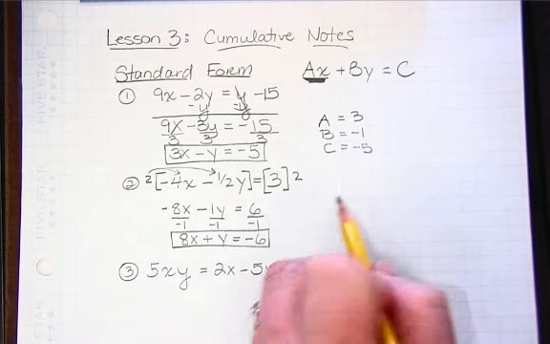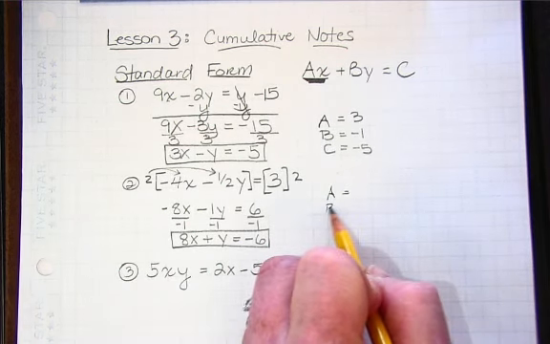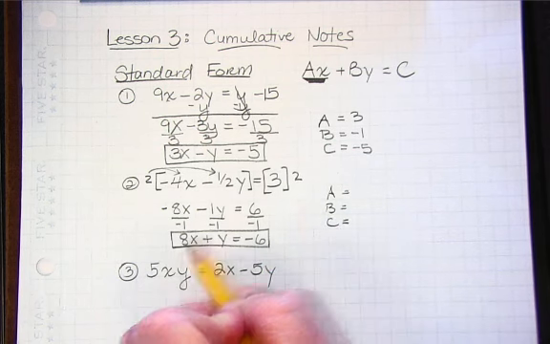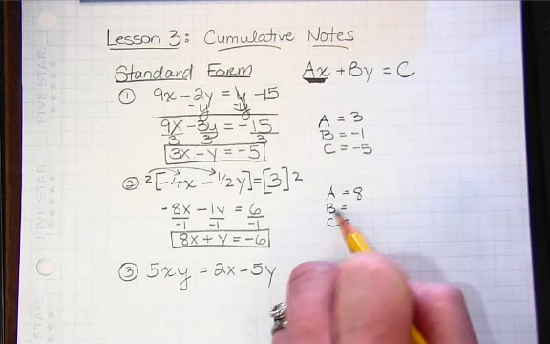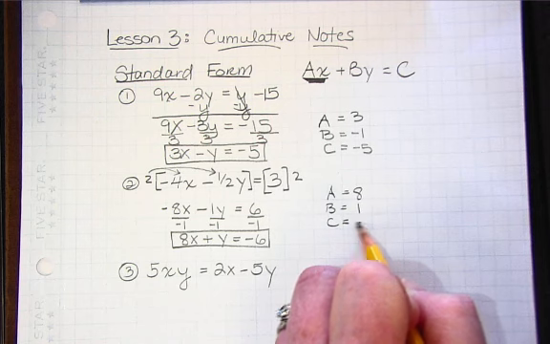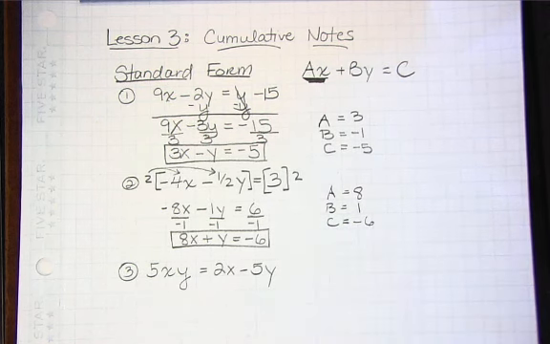Now it goes through all the rules and none of the rules will be broken. A is equal to 8, B is equal to 1, and C is equal to negative 6. These are all linear. Everything's good in the world.